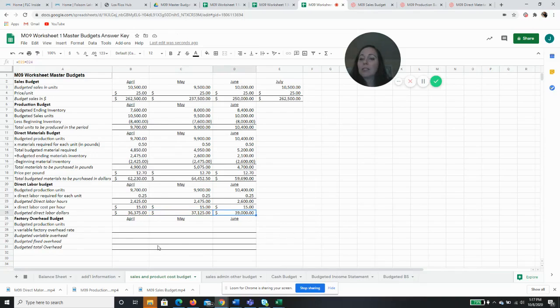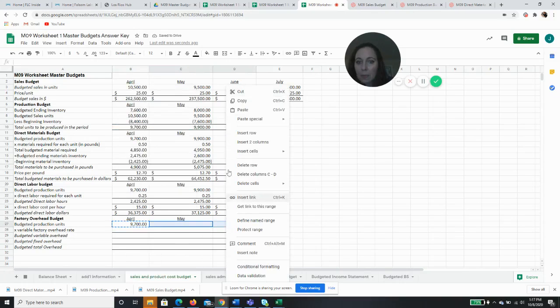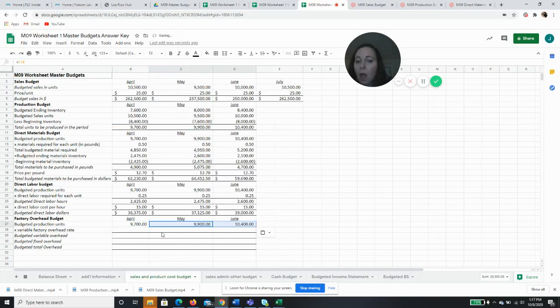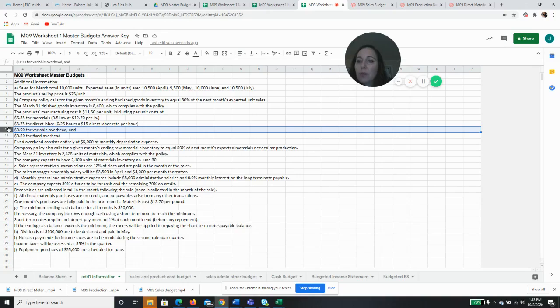All right. Let's do our overhead real quick, and then we'll be done with this video. Again, we're just going to get our production units. That's where we're going to start. Then we need our variable factory overhead rate. So we're going to go back to our information, and it tells us right here on row 10 that our variable overhead rate is 90 cents per unit. We got this from up here, row 7.